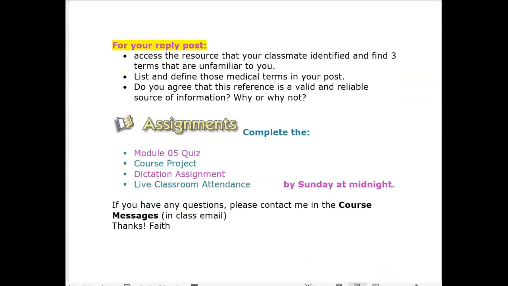For your reply post, you're going to access the resource that your classmate identified, and you're going to find 3 terms that are unfamiliar to you. You're going to list and define those medical terms in your post, and then you're also going to discuss whether you agree or not as to whether this reference is a valid and reliable source of information, and then of course why or why not.